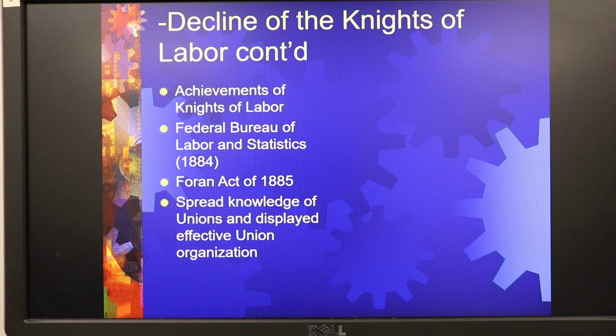Well, the Knights of Labor did have some achievements. For example, under their pressure, the Federal Bureau of Labor Statistics was created. The Foran Act of 1885 penalized employers who imported contract labor. But most importantly, the Knights of Labor spread knowledge of labor unions and displayed how labor unions could be effectively organized. Ready for the next slide? That's it.